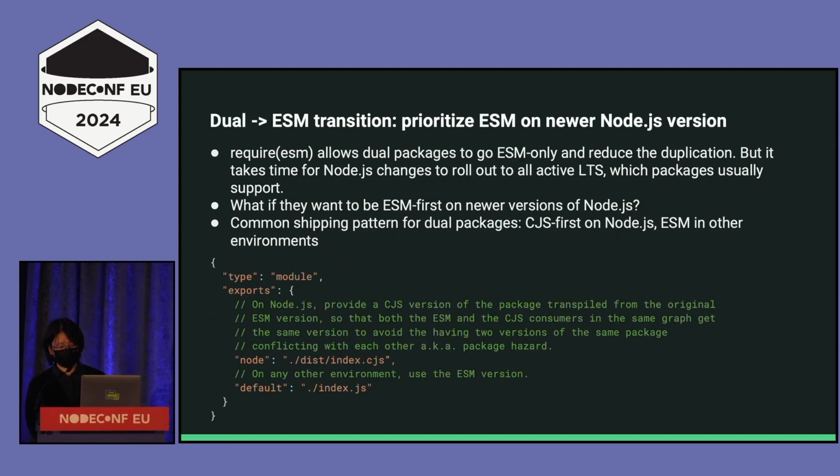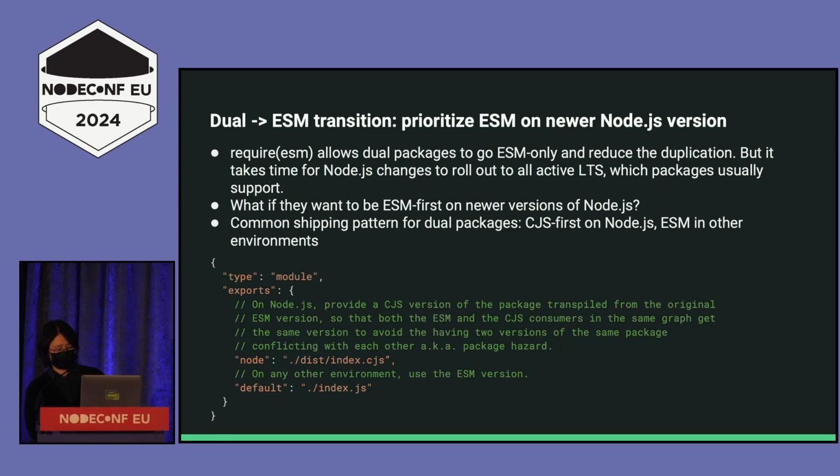Support for required ESM also means that dual packages can migrate to ship ESM only and stop shipping 2 copies. But it takes time for these changes to roll out to active LTS. So there will be a period where some active Node versions have required ESM, while some don't.